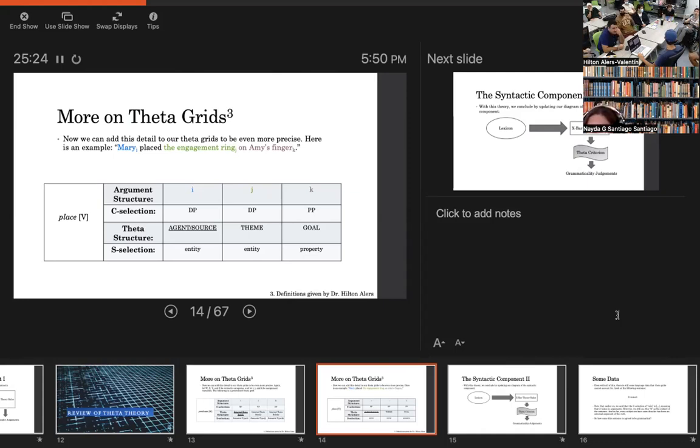The structure is our refinement on the subcategory. The subcategorization is part of the theta grid, essentially. They codify different information. But this is more specific in terms of establishing what kind of phrase should go where.